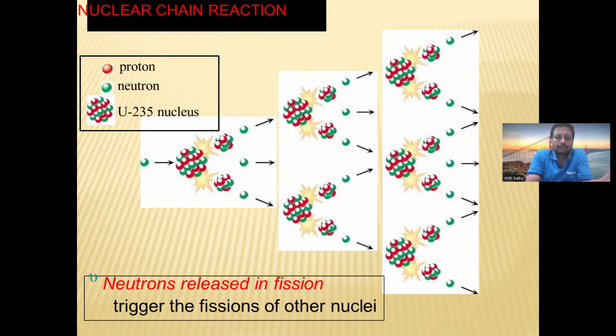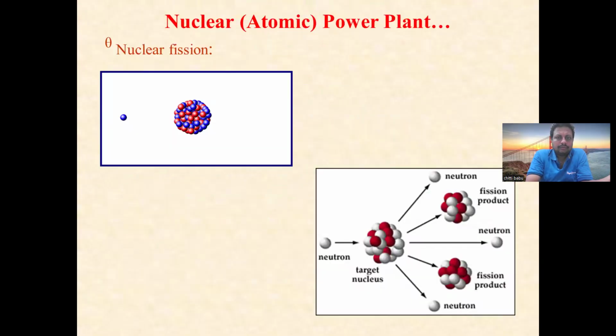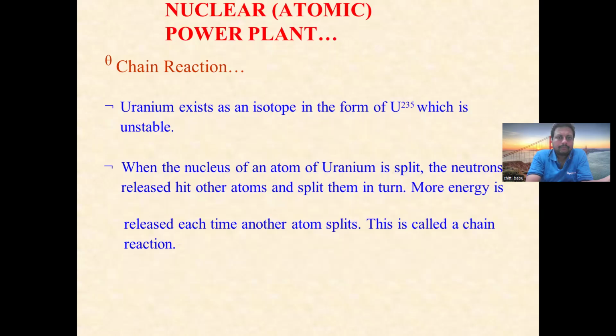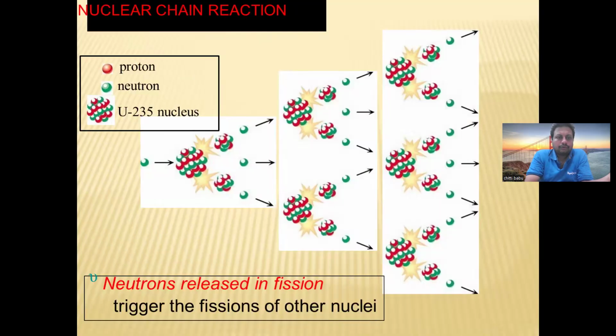So this is about the nuclear chain reaction. Here is the nucleus of uranium-235, with protons and neutrons. So here we have a neutron, and then we have protons.